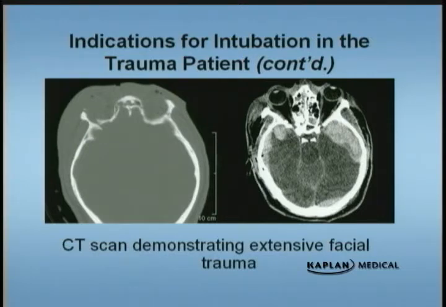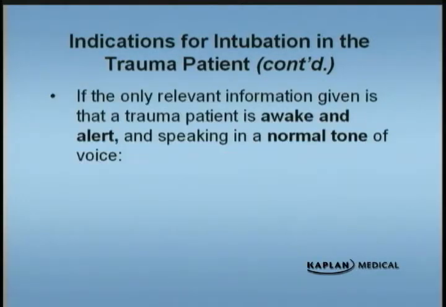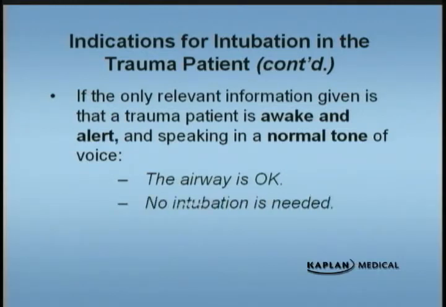So if you had a picture like this in a patient who requires an intubation, you realize that this one should be done with a cricothyroidotomy or a percutaneous tracheostomy. Let's also remember that if the only relevant information given is that a trauma patient is awake and alert and speaking in a normal tone of voice, then the airway is okay. He doesn't need an intubation.